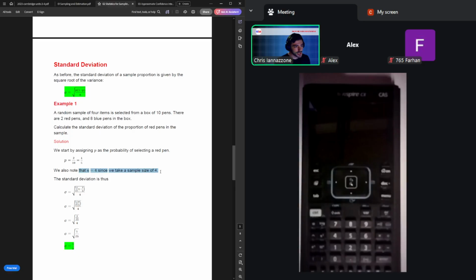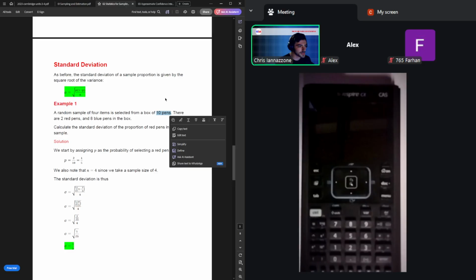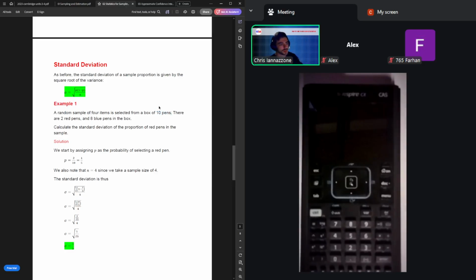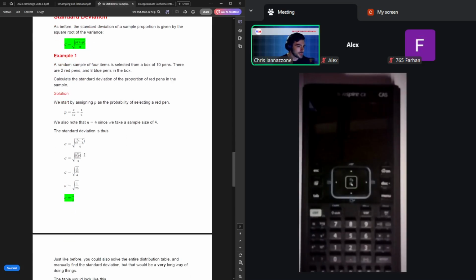Then for your n, you're looking at the sample size, not the global thing. So that's one thing to keep in mind that's different from binomial. Random sample of 4 items is selected from that box of 10. Since we're doing sampling and estimation, the n is referring to the sample size, not the global population size. We have our n, we have our p, chuck them in the spots, simplify what you get. If it was variance, you would just remove the square root. If it's standard deviation, which it is, you do have the square root.